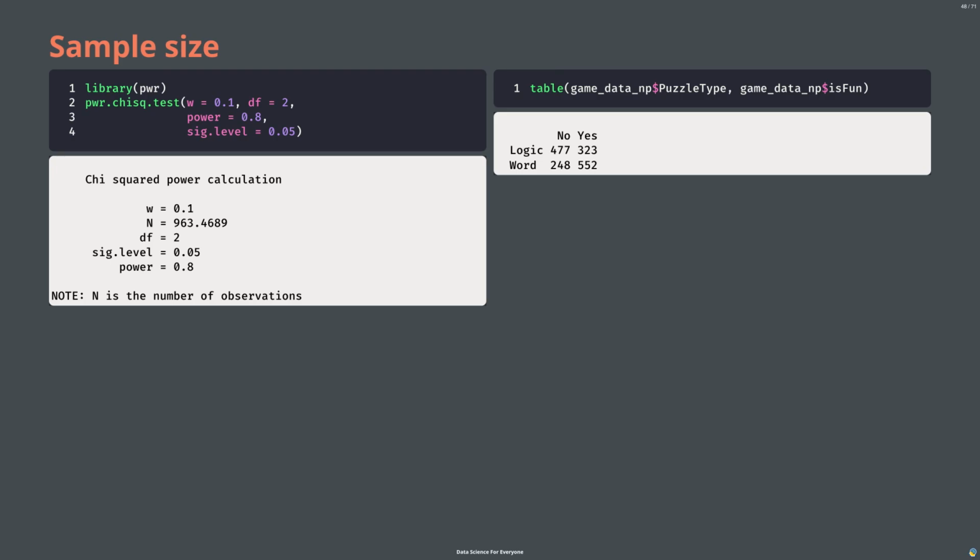800 assigned to each group, word and logic. Given this reduced total sample size and the simplification of the outcome variable to just yes or no for fun rating, the Fisher's exact test is more appropriate than the chi.sq test of independence in this case.